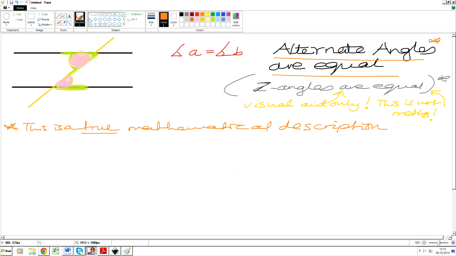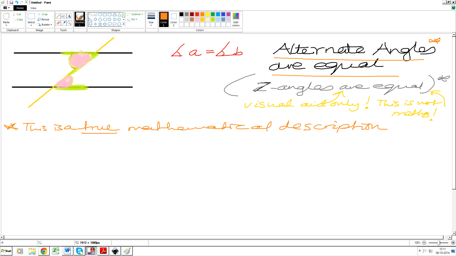We are looking at alternate angles. We were looking at Z angles, and I've done a lot of coloring in. I've kind of masked what was actually underneath them. So we have here parallel lines. We have a line going across. We say the angle here and the angle here are equal. So angle A equals angle B.